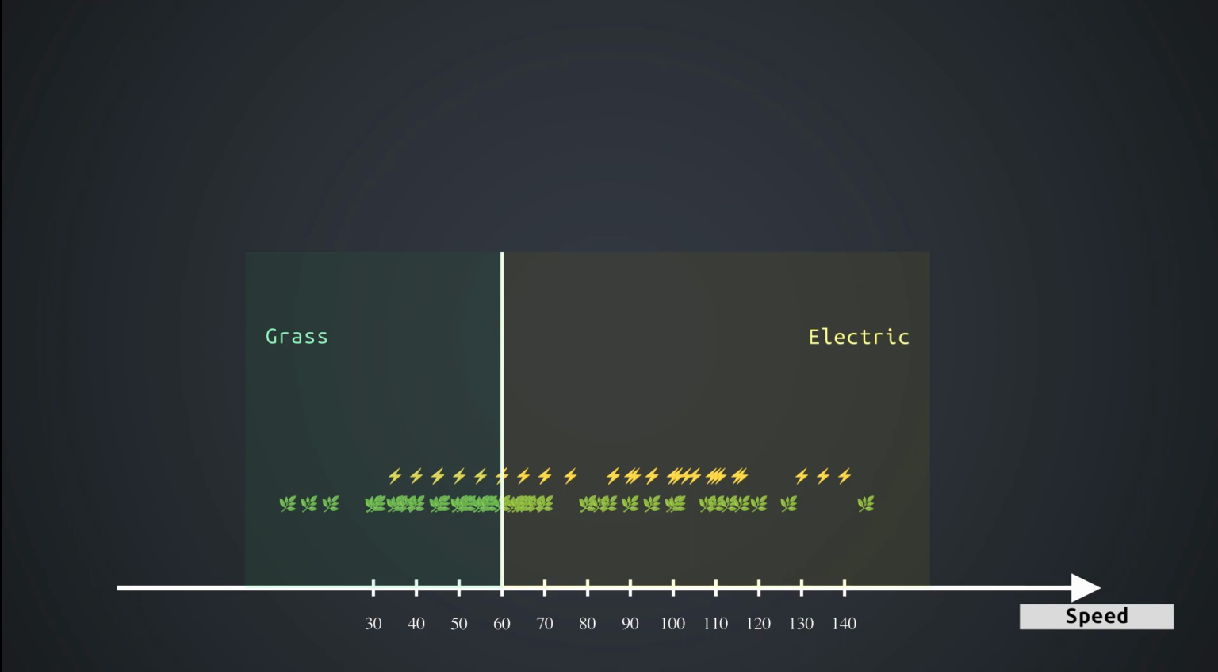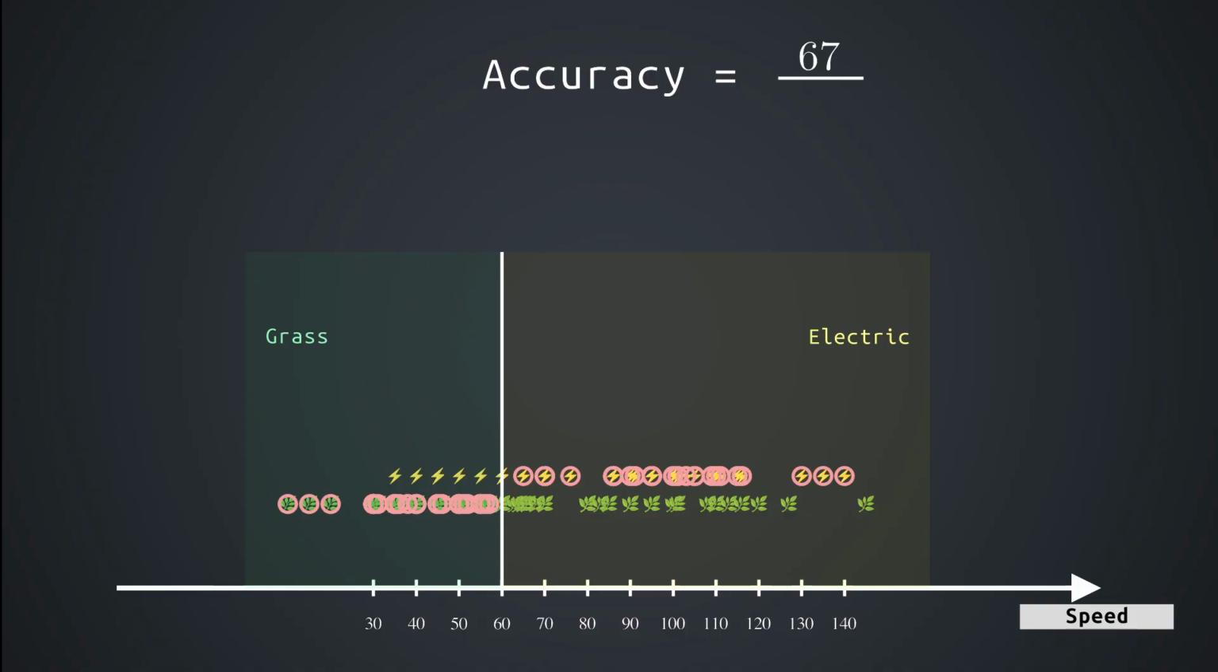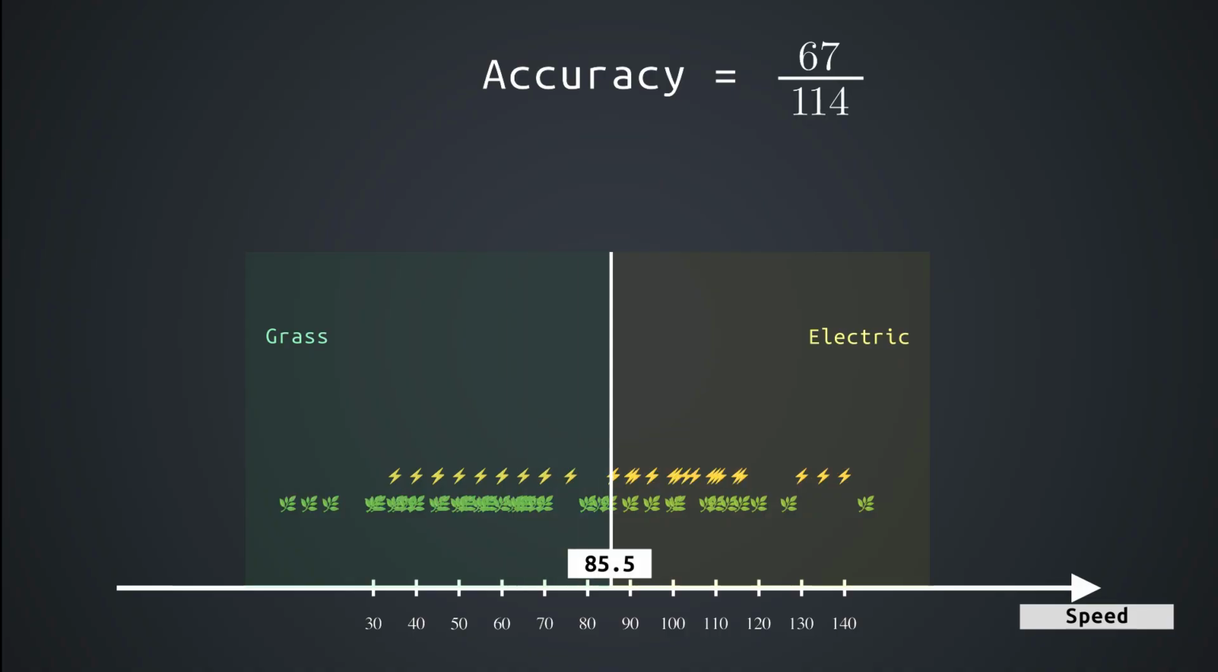Of course, it's not always possible to cleanly separate the data, so the fit method will find the cutoff that has the best accuracy, where accuracy is the ratio of correctly labeled Pokemons over the total number of Pokemons. In this case, the best cutoff is 85.5, and it leads to an accuracy rate of 73%. The fit method then loops through all the features in the data and picks the one that has the best accuracy. In our case, the fit method picked the speed feature.